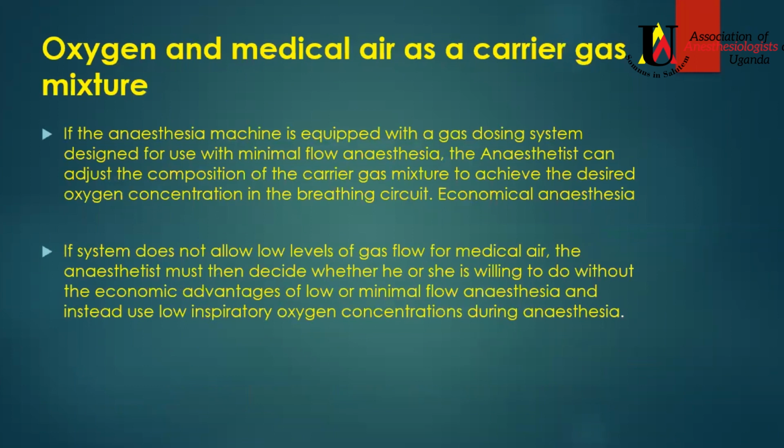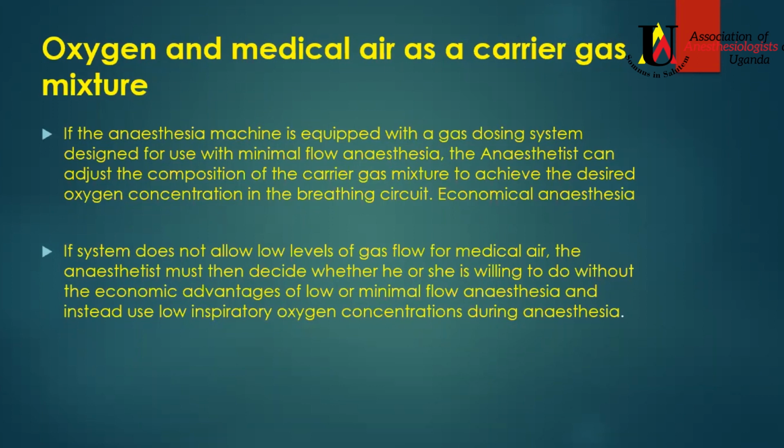Now let's look at oxygen and medical air as a carrier gas. If the anesthesia machine is equipped with a gas dosing system designed for use with minimal flow anesthesia, you can adjust the composition of the carrier gas mixture to achieve the desired oxygen concentration in the breathing circuit. We call this economical anesthesia. One, you are not utilizing all of your oxygen, using medical air as your other agent. Remember, medical air is inert, okay? So it is not going to contaminate your environment.